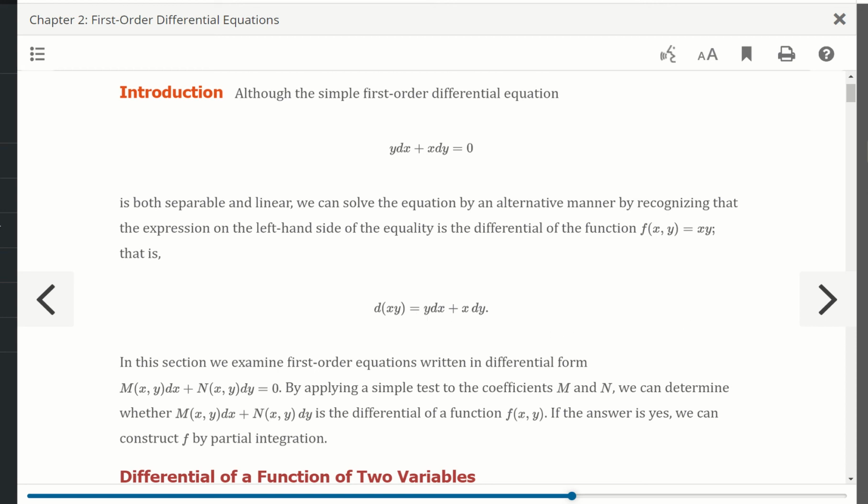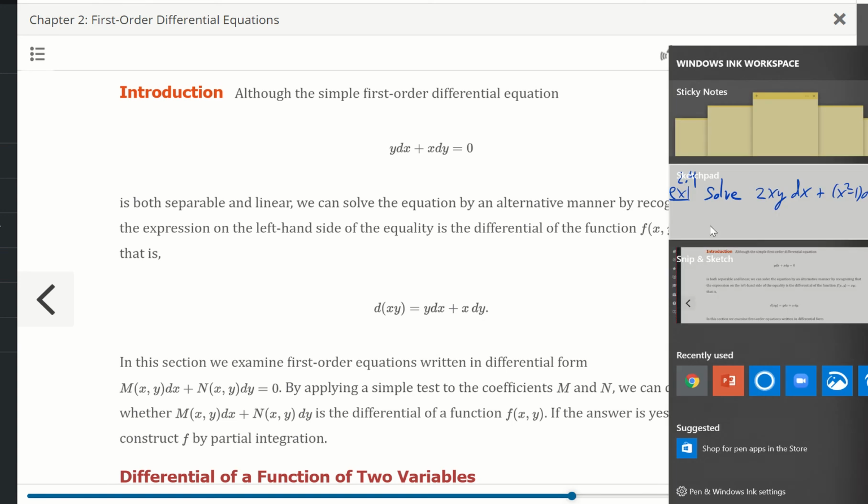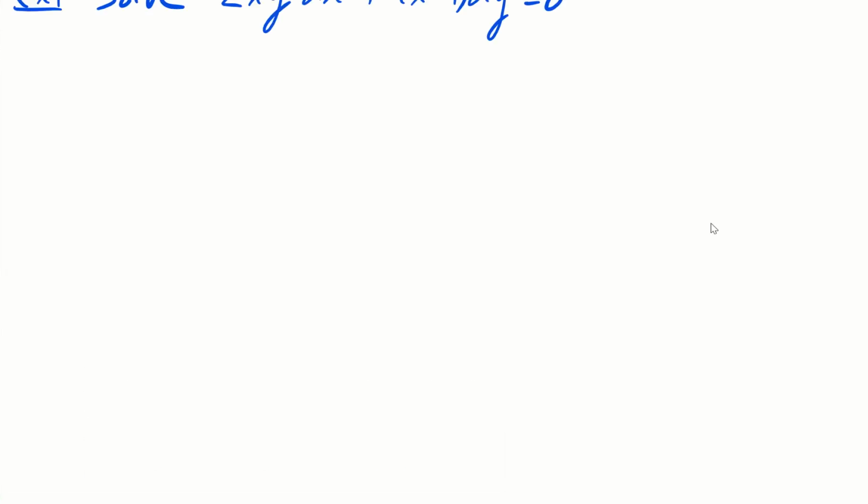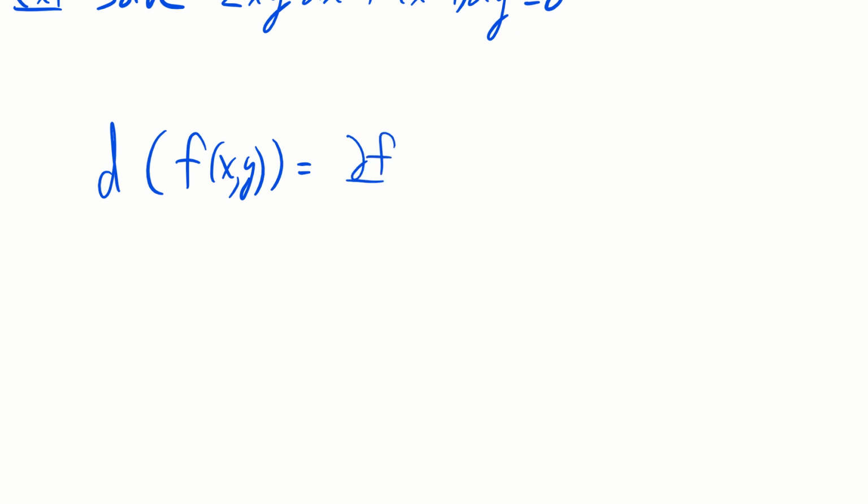As a good review from, say, Calculus 3, if I wanted to take the differential of some function f of x comma y, it would be the partial derivative of f with respect to x times dx plus the partial derivative of f with respect to y times dy. This is what we mean by the differential of an expression.